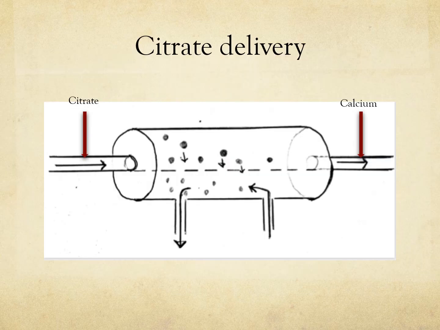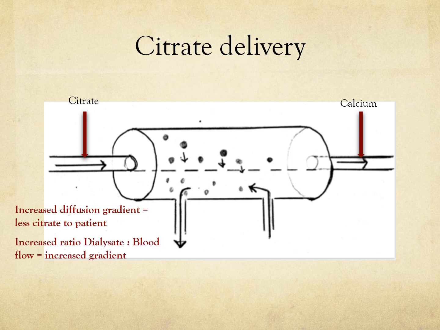So just a quick slide about things that can affect citrate delivery to the patient. So there's an increased diffusion gradient, i.e. there's more citrate calcium complex on one side of the filter than the other. This will enable more efficient removal of citrate and therefore less being delivered to the patient. And again, if there's an increased ratio of dialysate to blood flow, so we're using HDF with the higher dialysate flow, this is going to increase the gradient and again allow citrate removal.